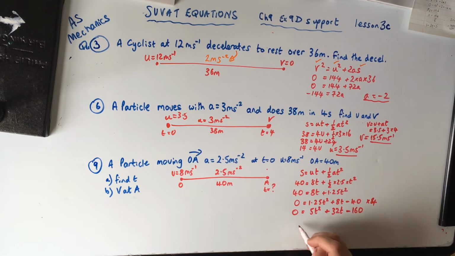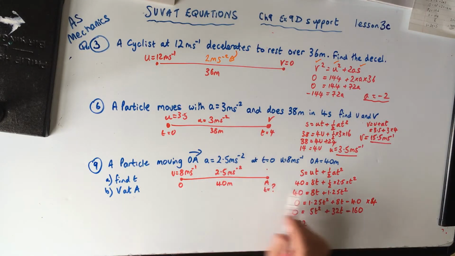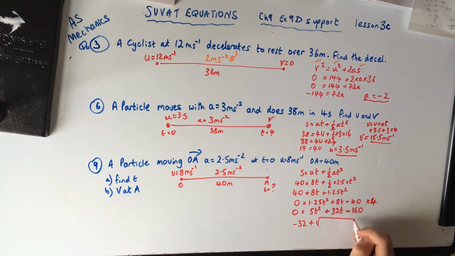So this is minus b, so minus 32. Now I can go plus or minus the square root, but if I go minus, remember I'm finding a time, and it's going to give me a negative time, and there's no such thing as a negative time in this situation. So I only want the positive value of it, so I'm going to go plus the square root of b squared, 32 squared, minus 4 times 5 times minus 160. And you can see we've got two minuses there, so it's plus all over 2a, which is 10.